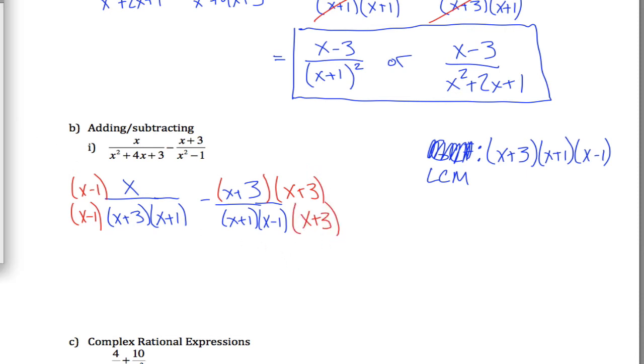Now what I have is a mess. X times x minus 1 is x squared minus x. Sorry, I'm going to show this in more steps. I don't want to confuse people.